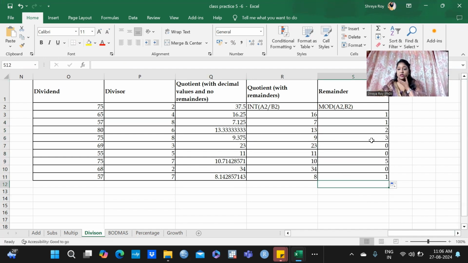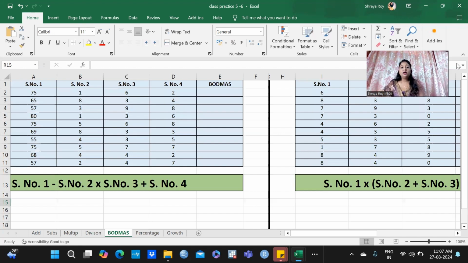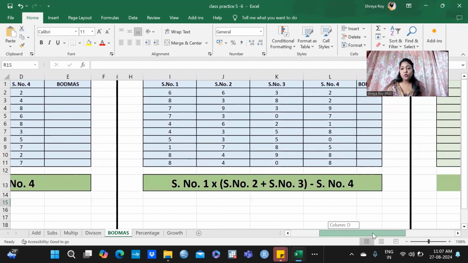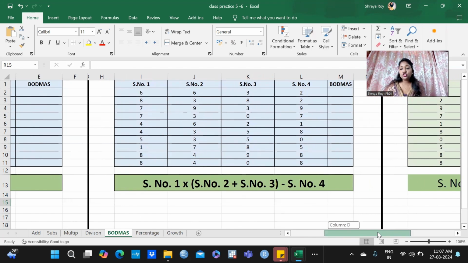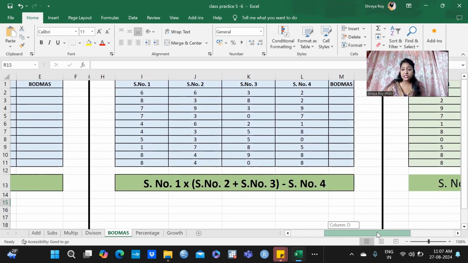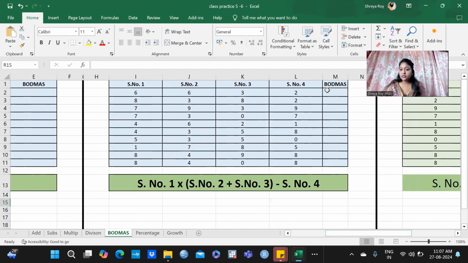Okay. So here you got some zero values, which basically means you do not have a remainder. Let's take a look at equation building or equation framing. So here we are looking into BODMAS. BODMAS stands for brackets, of, division, multiplication, addition, subtraction.